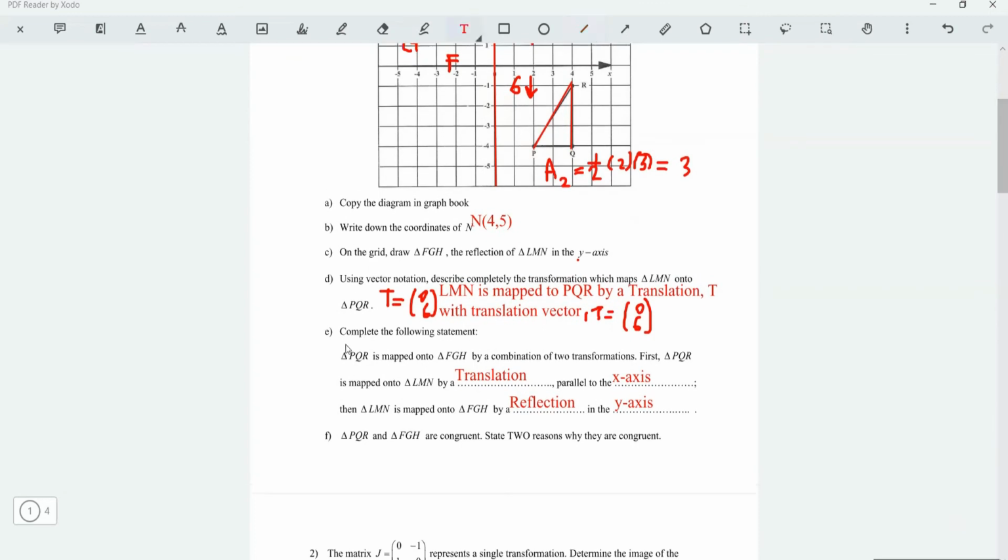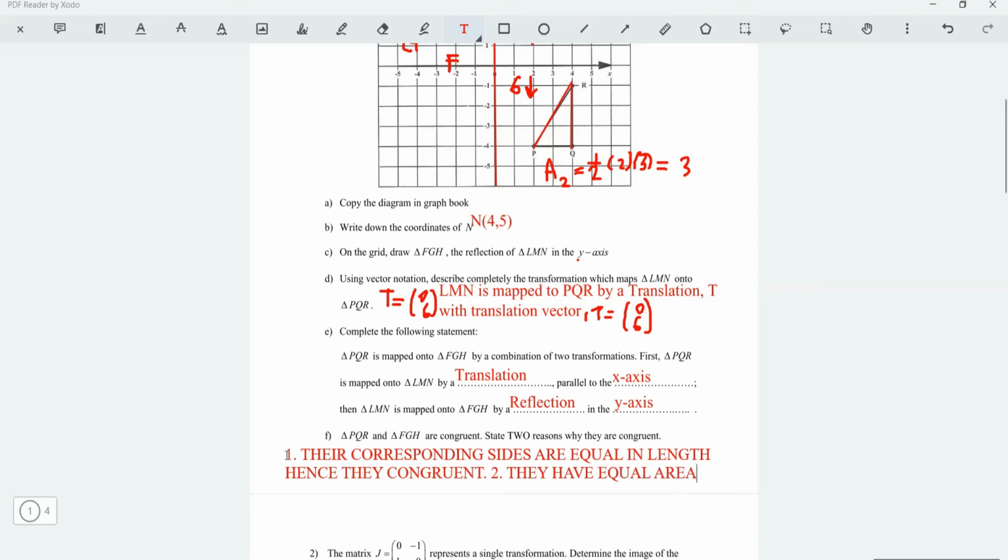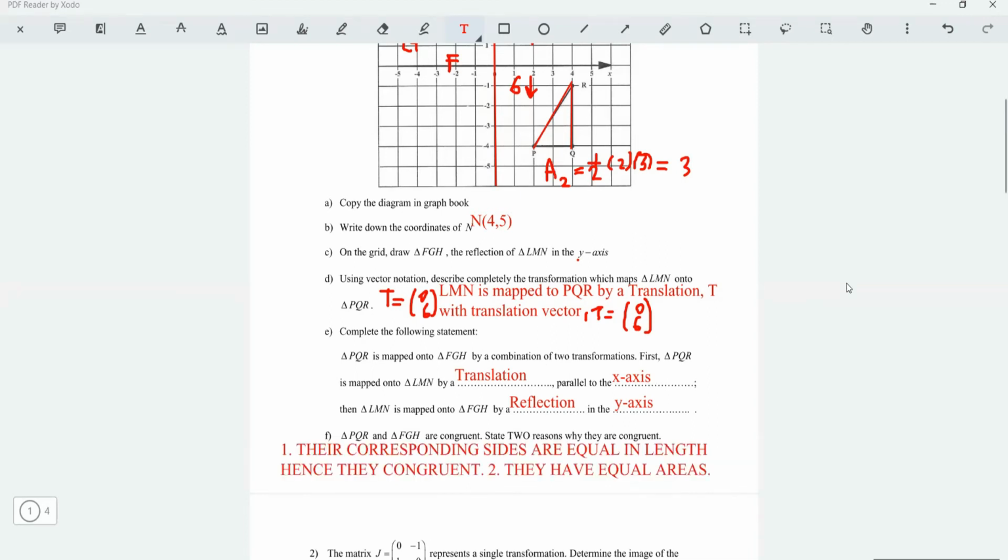So we're going to tell them their corresponding sides are equal in length, hence they are congruent. And the next reason was 2, because they have equal areas. The two triangles have equal areas. And that's it for this right here.